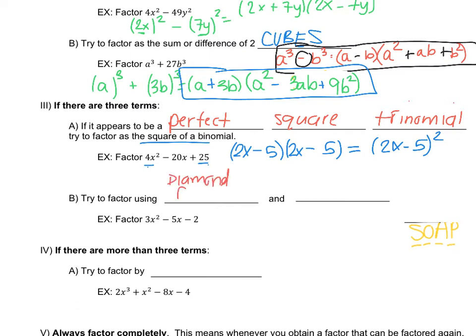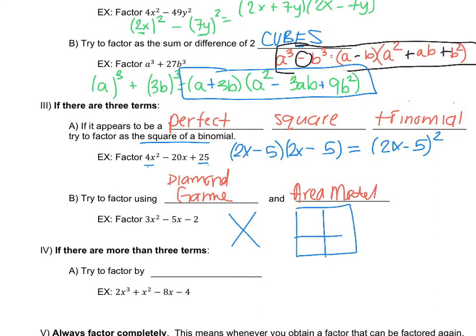Diamond game, area model, area. And if it is factorable, then this is always going to work for us. So looking at this example, it is a quadratic. It's not a perfect square trinomial. 3 and 2 are not perfect squares. So at that point, I would start with this method to get that factored.